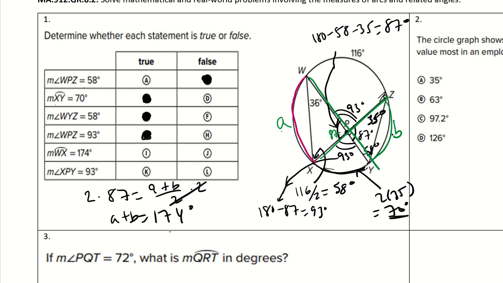If a plus b is 174 and a is WX, then there's no way WX can be 174. So this is false. There's no way it can be that big. And then finally, XPY is 193, so that's true. The only one that was a little tricky is probably this one, but the rest should be inscribed angles.